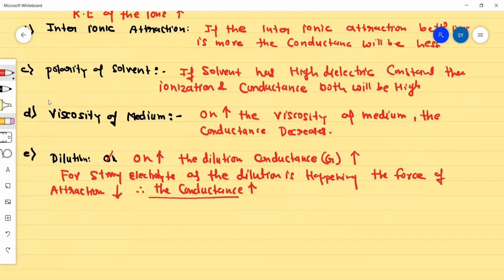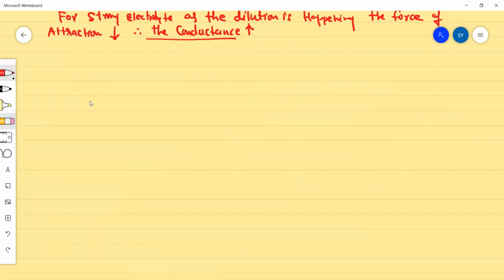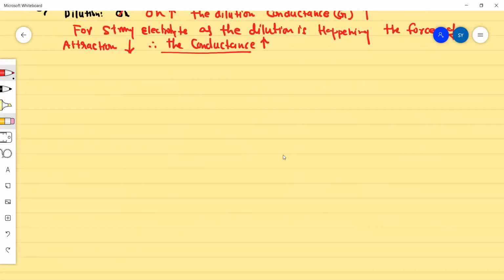Now, moving ahead, the next concept was Kohlrausch's law. So we see Kohlrausch's law and its application. What is Kohlrausch's law? The law states that, first we will understand, then I will write it.